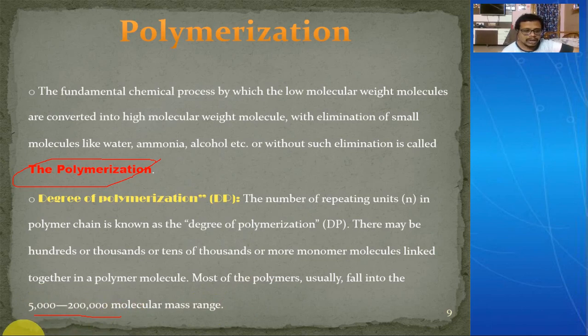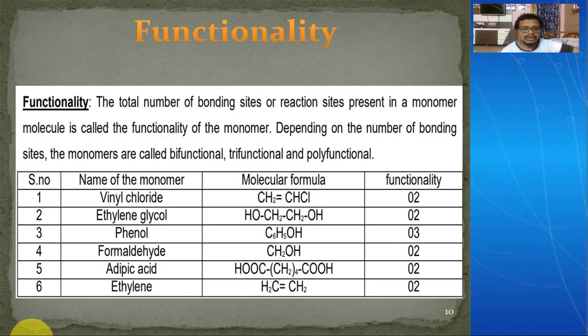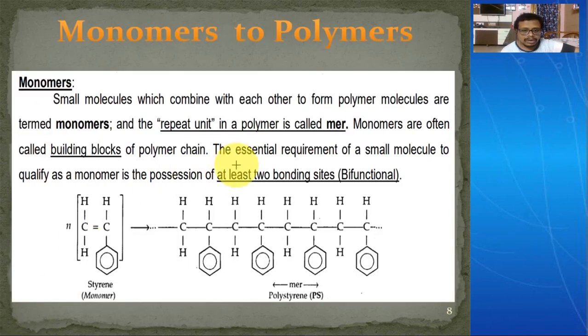Here, what we're writing about, n, is called the degree of polymerization. Okay, so you have one question: what is a monomer? The essential requirement of a small molecule is that it should have at least two reactive sites. So at the start of the previous class, I asked whether all organic molecules are monomers. No, only some molecules which have at least two reactive sites.